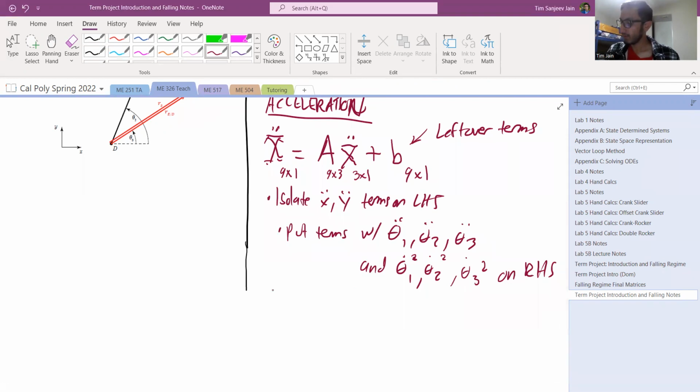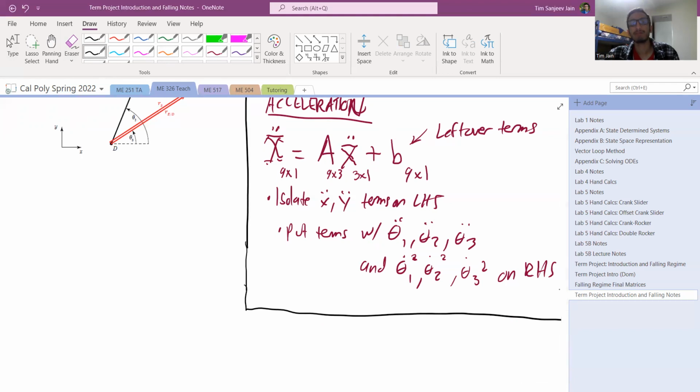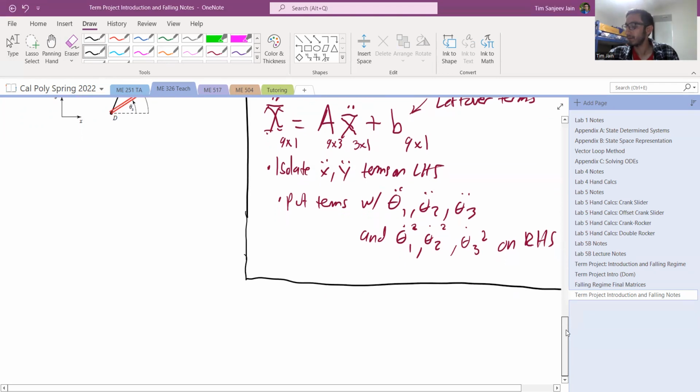Okay. So that just about covers the kinematics of the following regime for using the vector loops. It's really important just to follow vector loop convention. Like, don't try to change the signs. Follow the rules that I presented to you in the first week we introduced it.